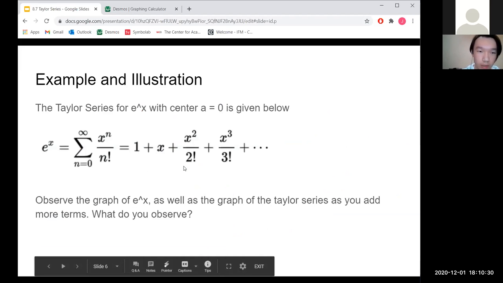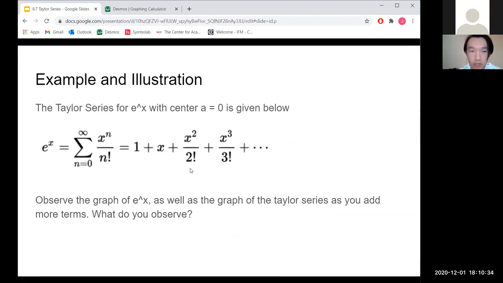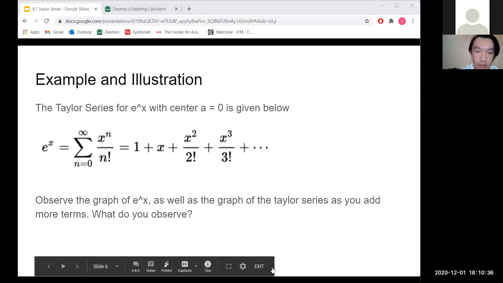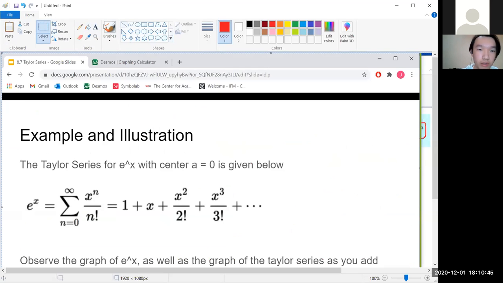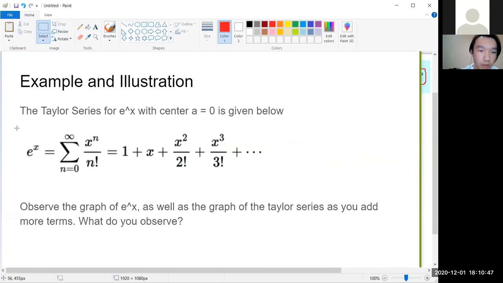Let me do an illustration of what's going on in a Taylor series a little bit more clearly, because I think it'll help. Okay, let's look at this example from earlier today, the one for e to the x.